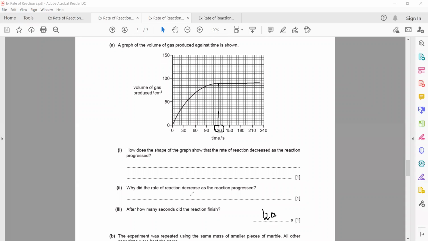Is this clear? This part? Here the number of particles decreases, and here the slope decreases. Any doubt in this?